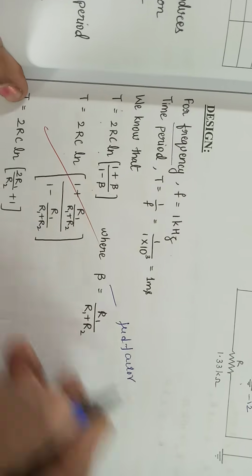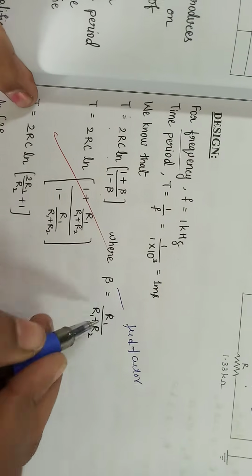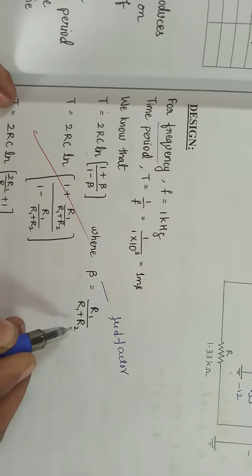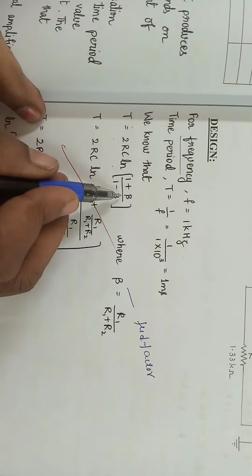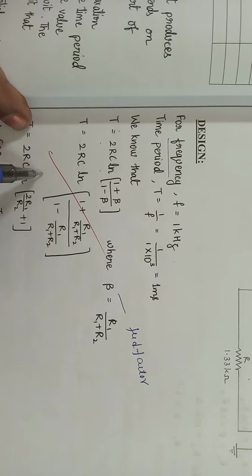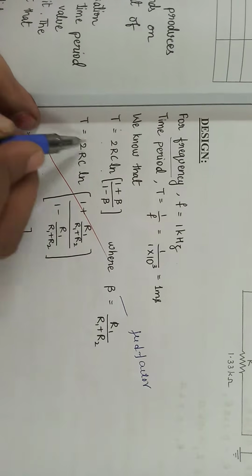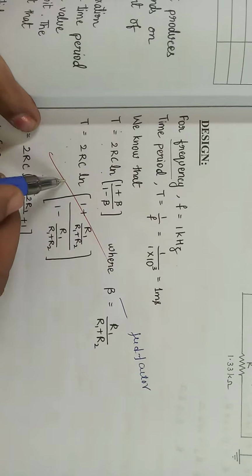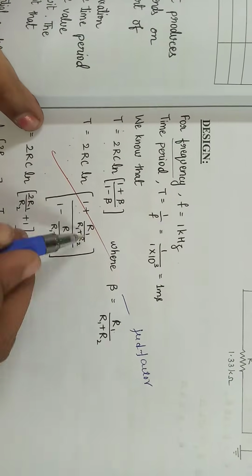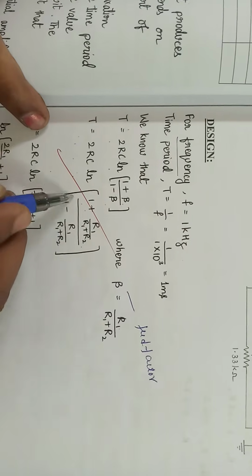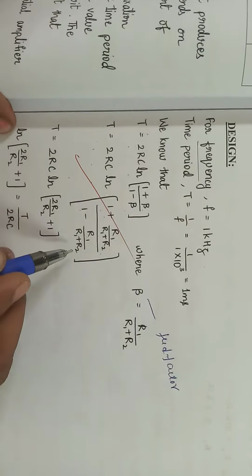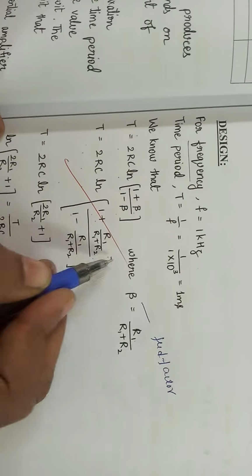Beta is the feedback factor, which can be represented as beta is equal to R1 divided by R1 plus R2. Now we can substitute for beta with R1 divided by R1 plus R2. Now the equation looks like this: T is equal to 2 RC ln (1 plus beta, replaced with R1 divided by R1 plus R2) whole divided by (1 minus R1 divided by R1 plus R2).